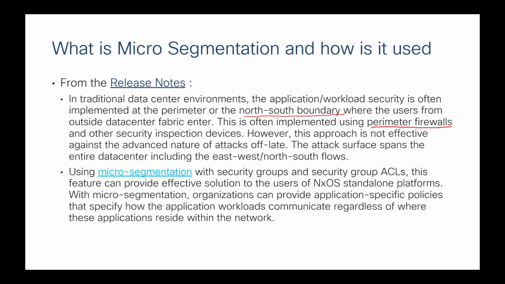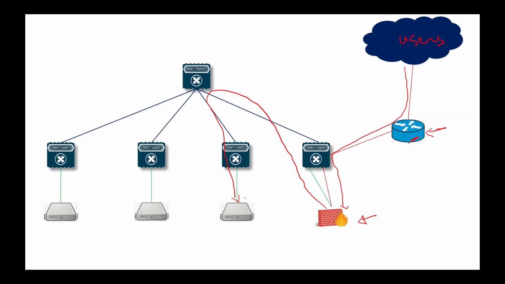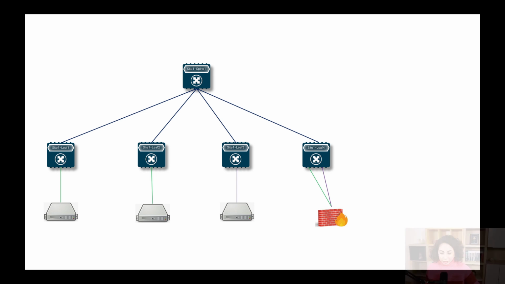So, using micro-segmentation with security groups and security group ACLs, obviously we are going to come a lot on these notions in our videos. Sorry, I'm trying to highlight, but I'm making some mess there. This feature can provide an effective solution to the users of NX-OS standalone platforms. With micro-segmentation, organizations can provide application-specific policies that specify how the application workloads communicate regardless of where those applications reside within the network. And also to illustrate this, I'm coming back to my slide.